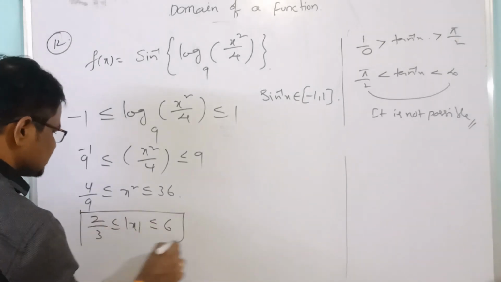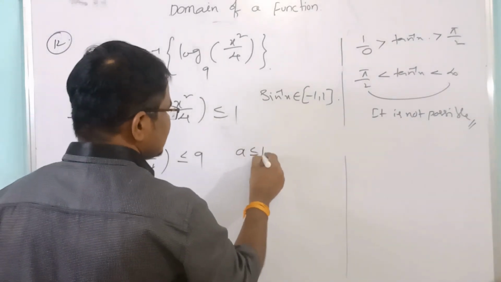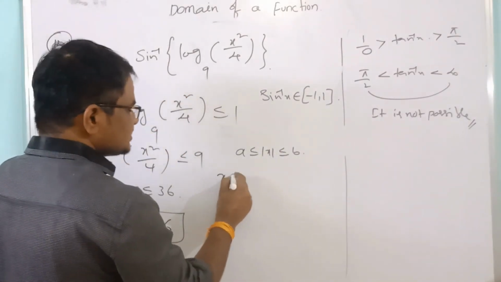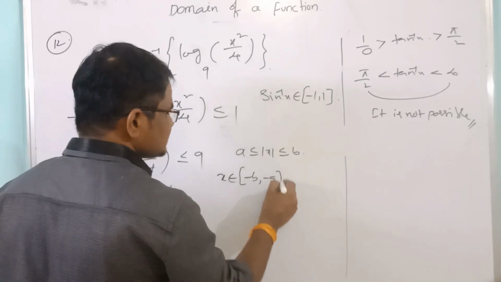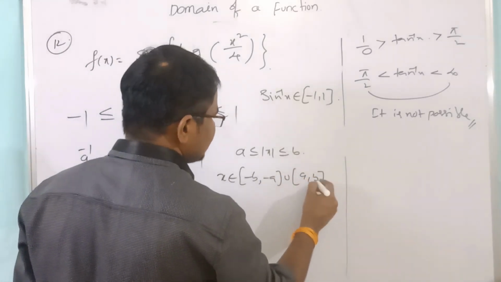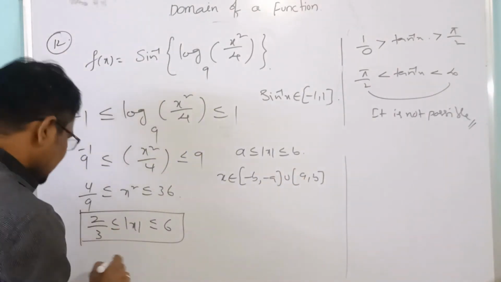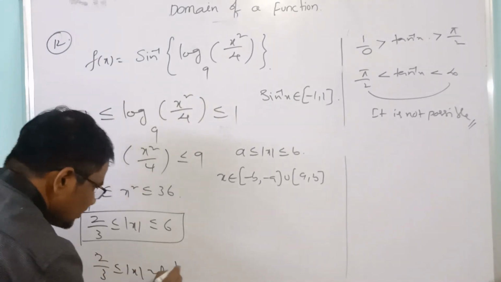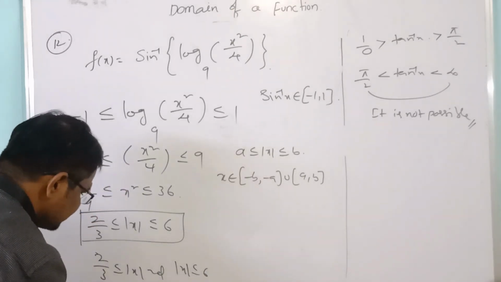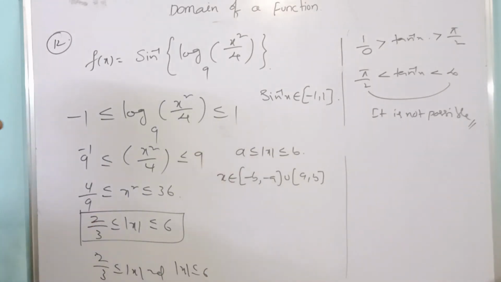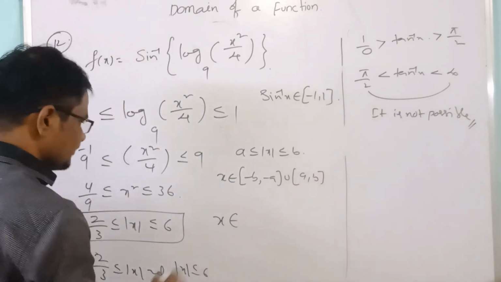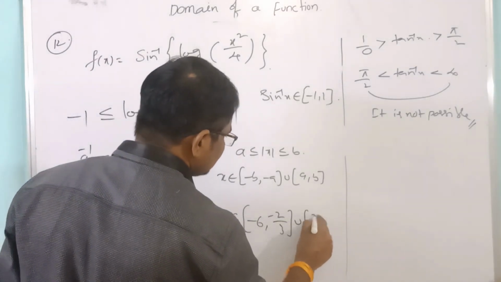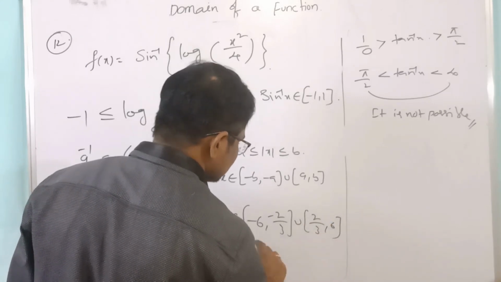By the modulus function, we know that a less than or equal to mod x less than or equal to b means x belongs to minus b to minus a union a to b. Otherwise, take these two like this: 2 by 3 less than or equal to mod x and mod x less than or equal to 6. Here, simplify, take a number line. You will get x belongs to closed interval minus 6 to minus 2 by 3 union 2 by 3 to 6. Like this you will get.